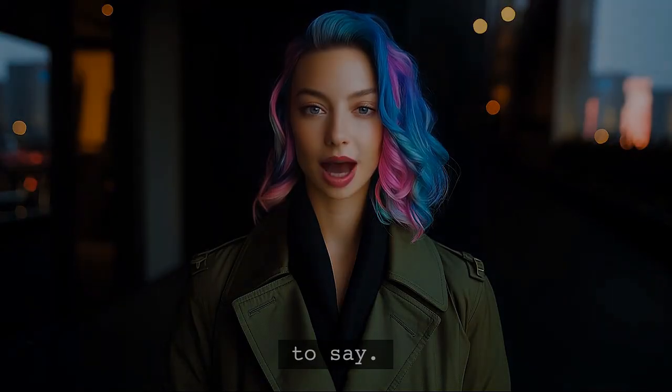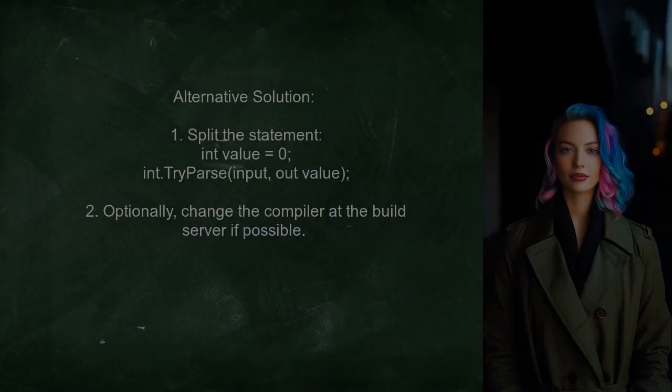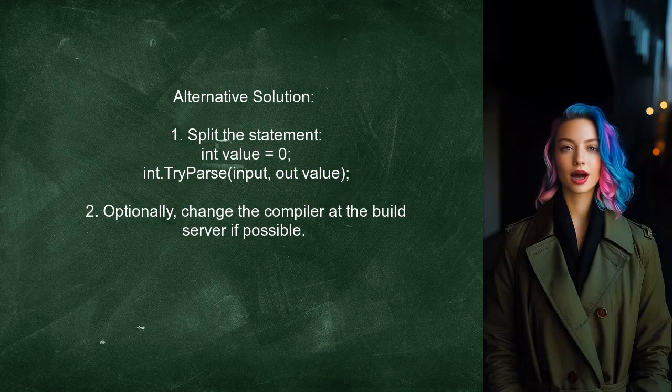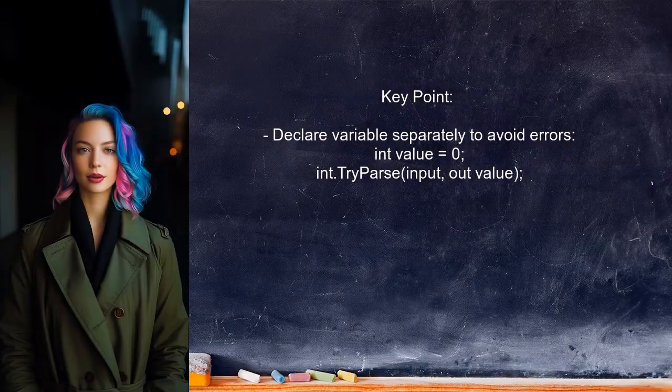Let's see what someone else had to say. An alternative solution provided by another user addresses the compilation issue at the build server. They suggest breaking the statement into two parts. First, declare the variable, then use try-parse. This way, you can avoid the compilation errors. This user emphasizes that by declaring the variable separately, you can successfully compile your code without errors.